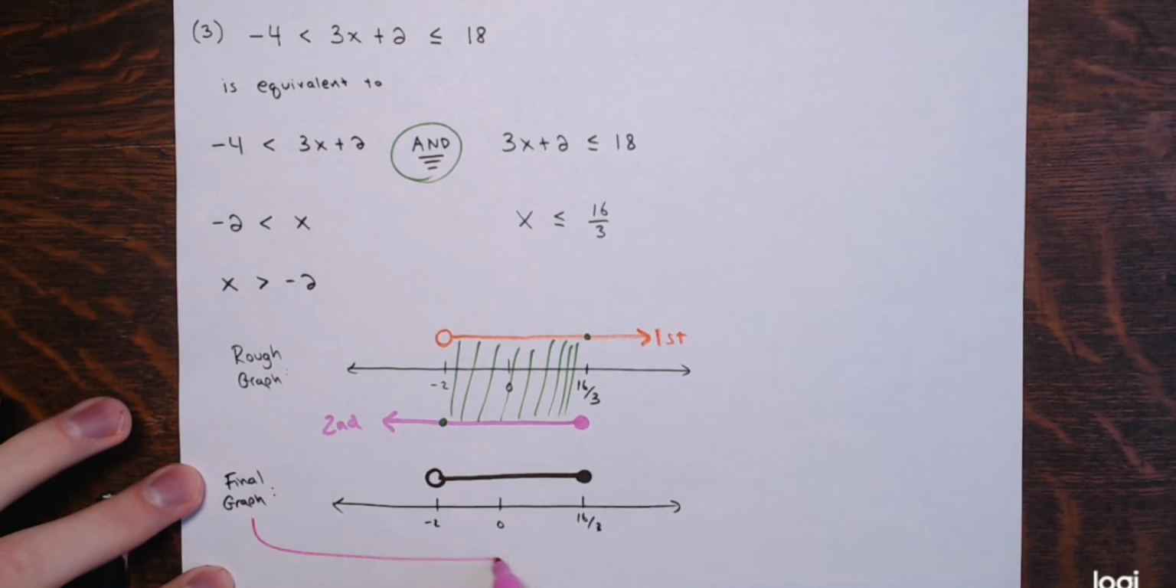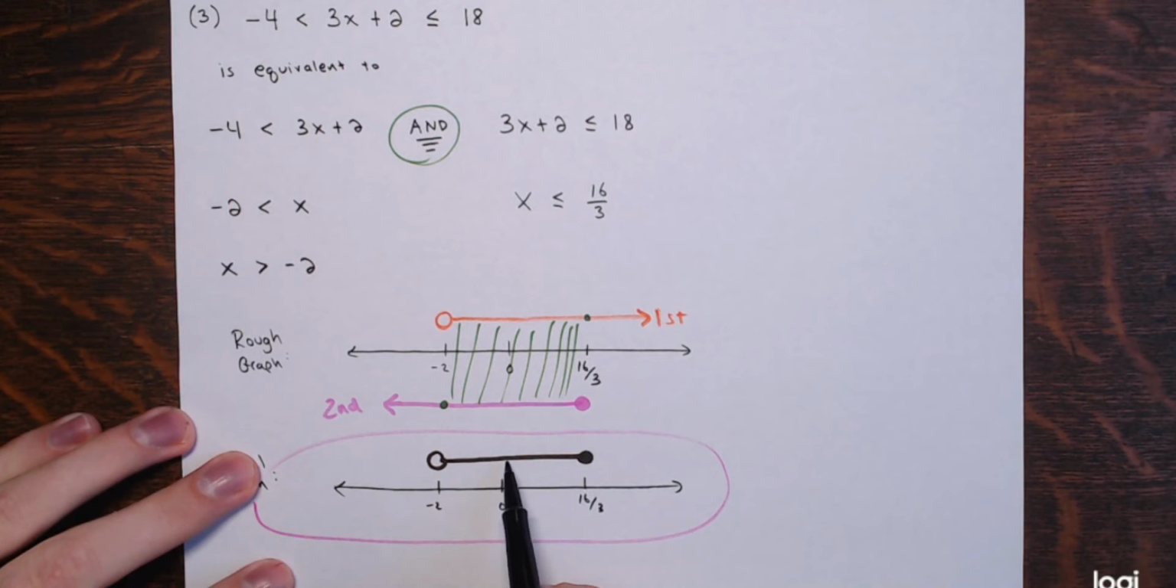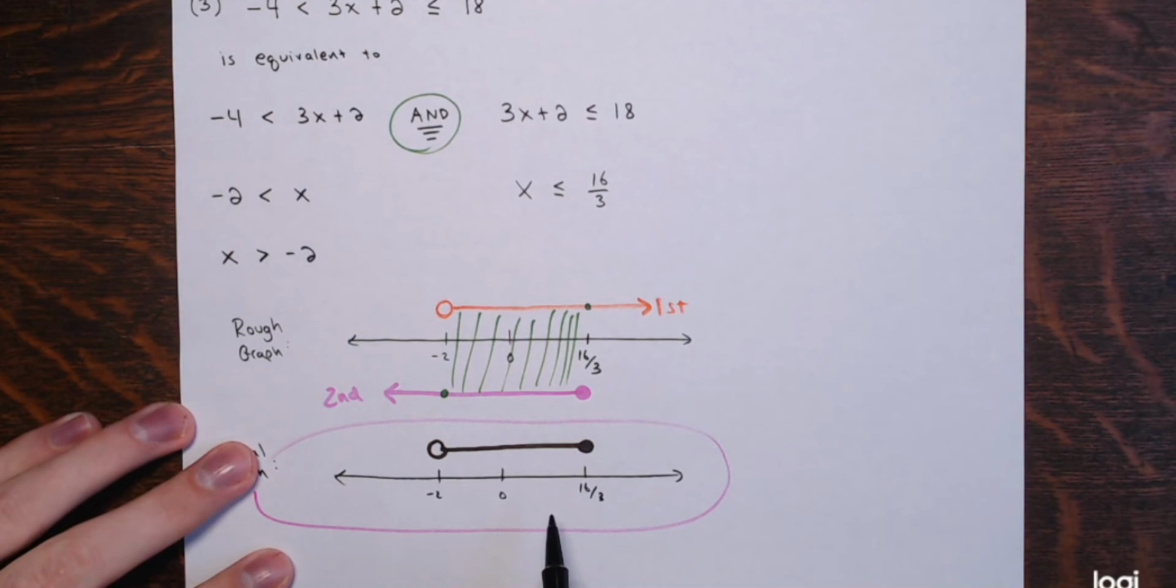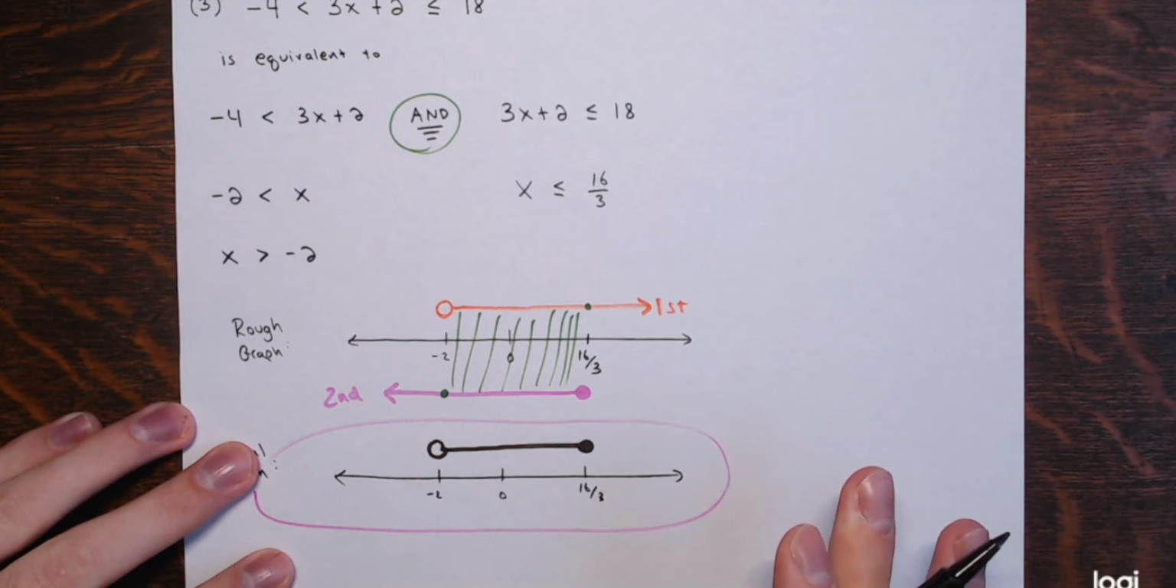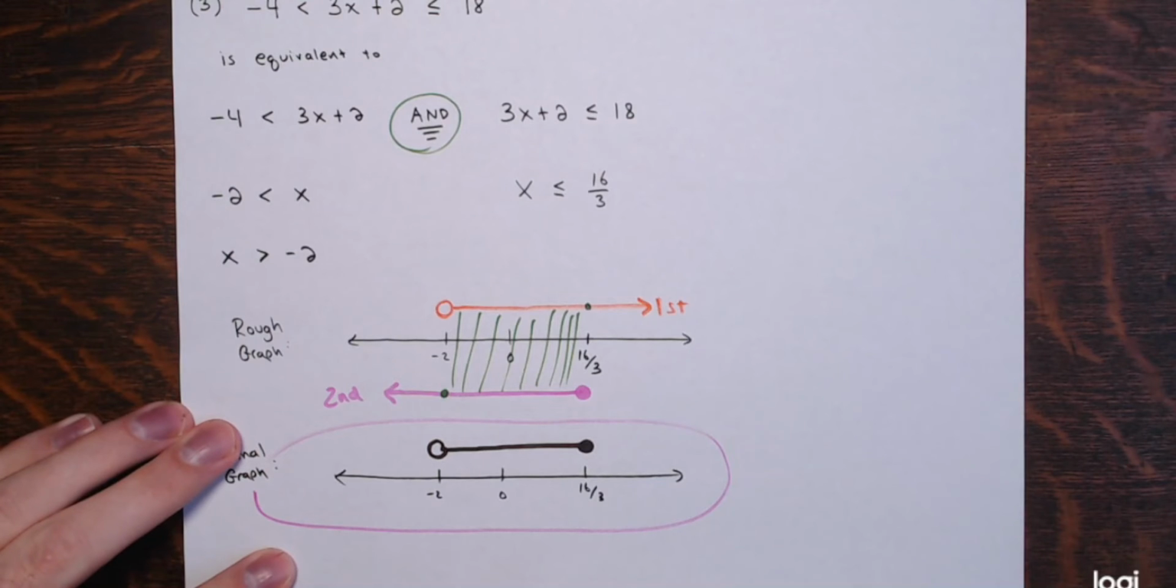All right, so here's the final graph. And once again, we have betweenness. All the solutions are between two specific numbers. Now, if one of these went off to infinity, there's no betweenness. Just be aware of that. I actually have a dot and a dot. If there was arrows, you're not between anything.